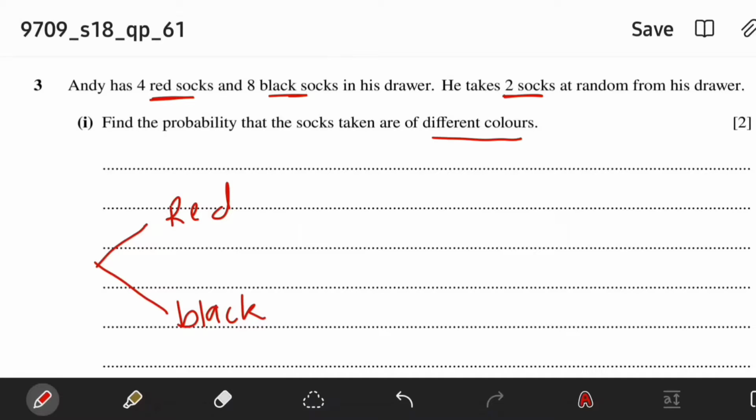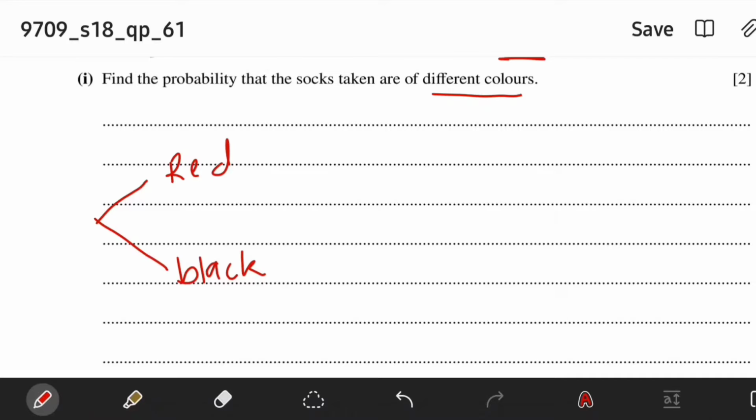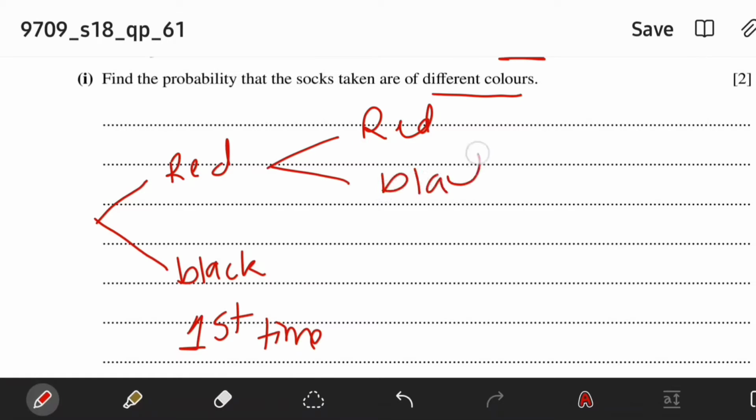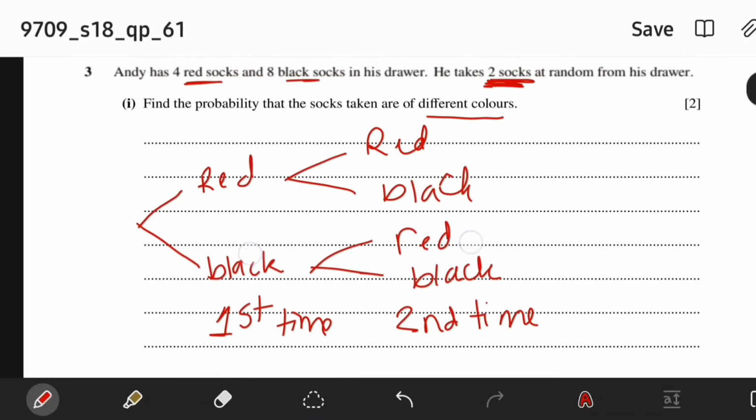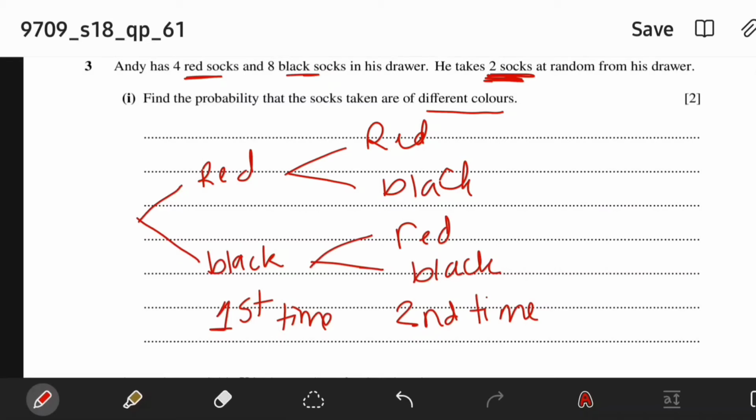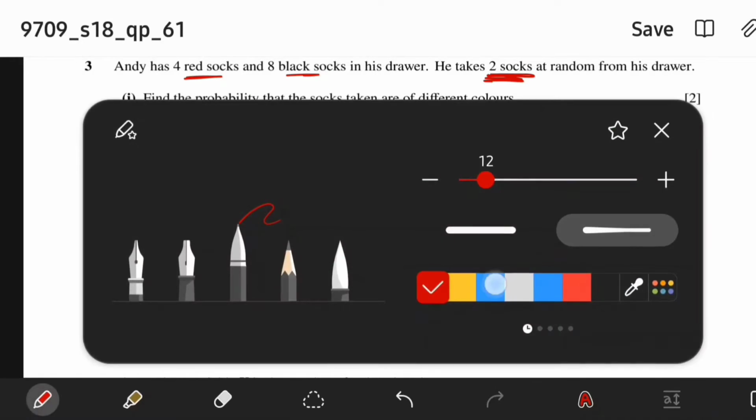And it is written here that he took 2 socks. So that means we have to repeat this cycle 2 times. So this is the first time, and again it would either be red or black. And if it's this case, then either red or black. And this is the second time. Now find the probability that the socks taken are of different colors. So let's first put in the probabilities on this diagram.